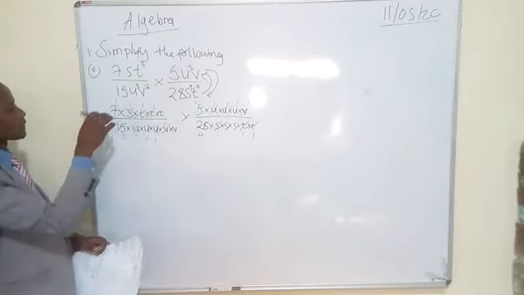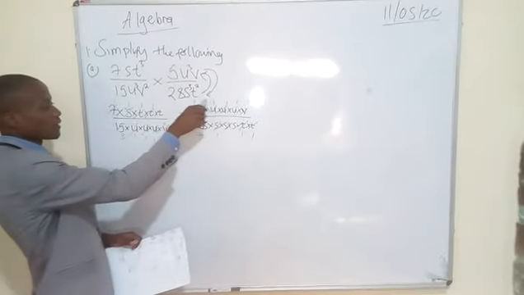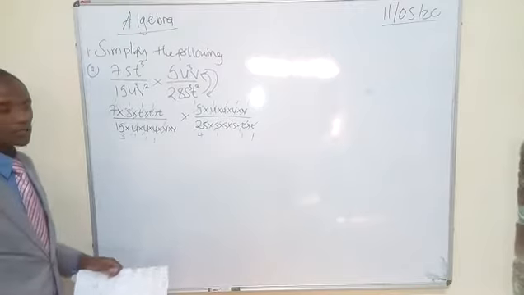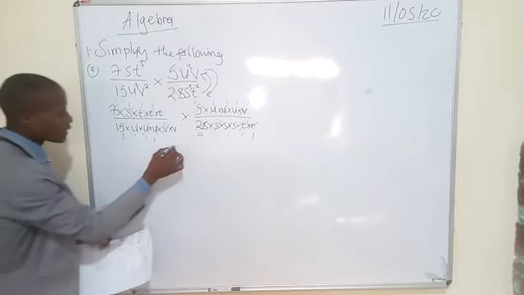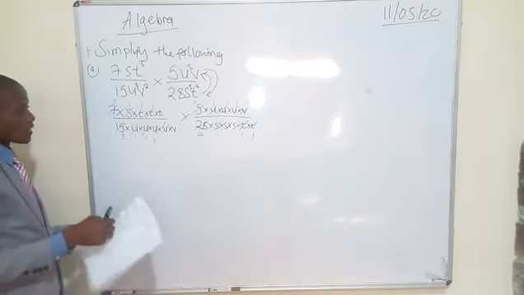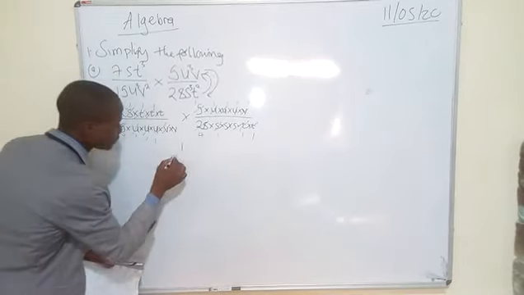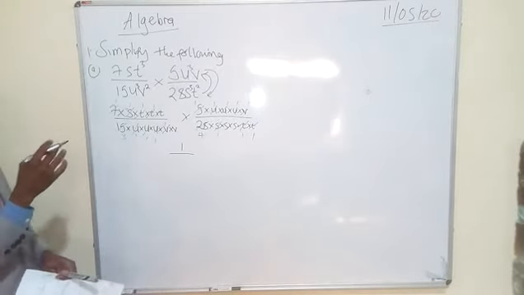So you can easily say 1 times 1 times 1 times 1, which is 1 times 1 times 1 times 1 times 1, we're obviously going to get 1. So on top we have only remained with 1. So we have 1 over, you check now what you have remained with at the bottom.